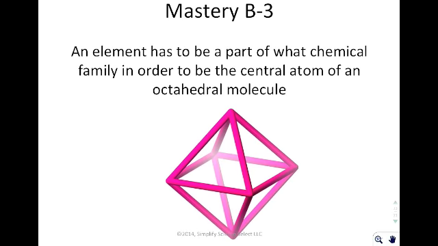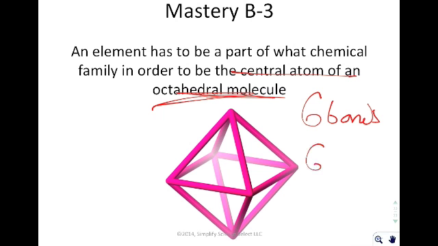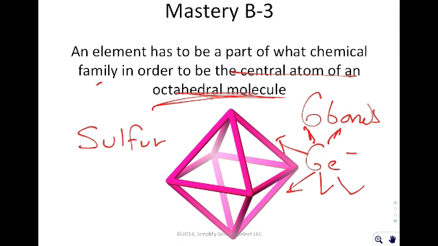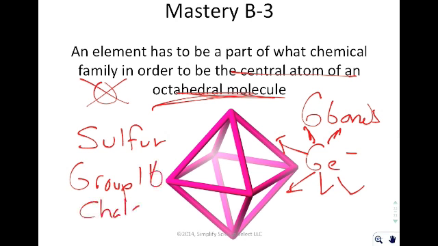It says an element has to be part of what chemical family in order to be the central atom of an octahedral molecule. Remember, to form an octahedral molecule, it needs to form 6 bonds. The only thing that can form 6 bonds is something that has 6 valence electrons, because it can contribute 1 electron to each bond. The things that have 6 valence electrons are going to be sulfur, not oxygen, because oxygen can't be an exception to the octet rule, but sulfur is. So you're going to have group 16, sometimes referred to as the chalcogens.